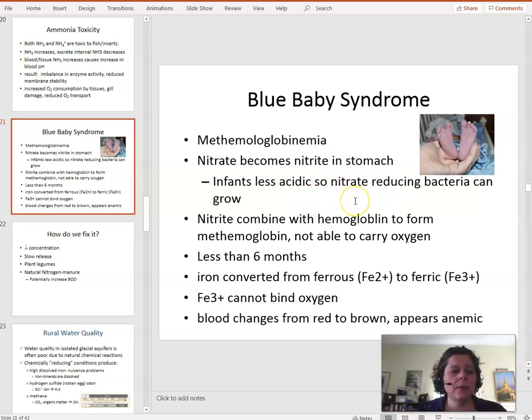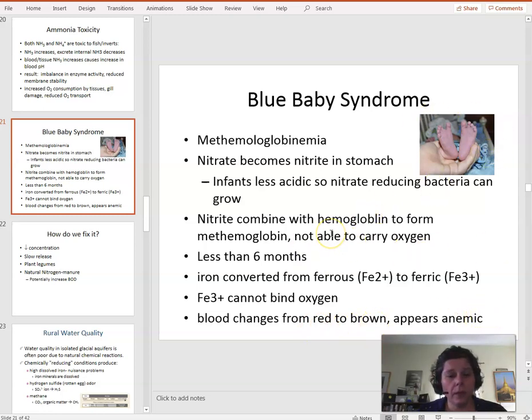And so if you get exposed to nitrates at that time, they'll reduce inside of the stomach and produce nitrites. Well, this nitrite combines with the hemoglobin to form methemoglobin, which can't carry oxygen. So basically, you're converting the iron in the blood from ferrous iron, Fe2+, to ferric iron, Fe3+. And Fe3+ cannot bind oxygen. So you're breathing, but you're not actually taking in any oxygen. And so the blood turns from red to brown and you become anemic. And that's what's happening with these babies.